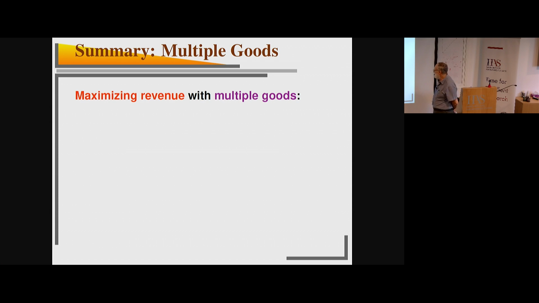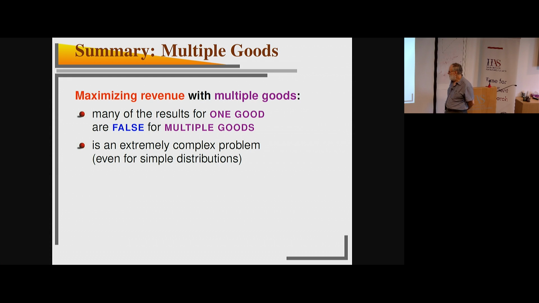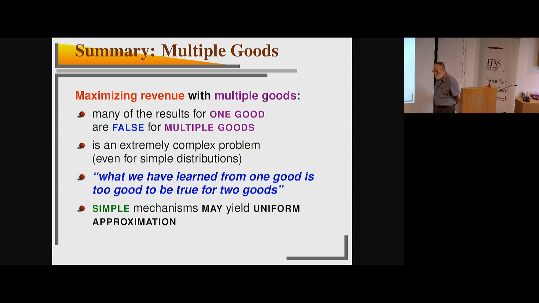Maximizing revenue with multiple goods. So many of the results that we have for one good are false for multiple goods. It is an extremely complex problem, even when you take very simple distributions, as I said. What you've learned from one good is too good to be true for two goods or more. And simple mechanisms may not work. But in some cases, they may give good uniform approximations, in some cases not. And again, there is a huge literature following all this.